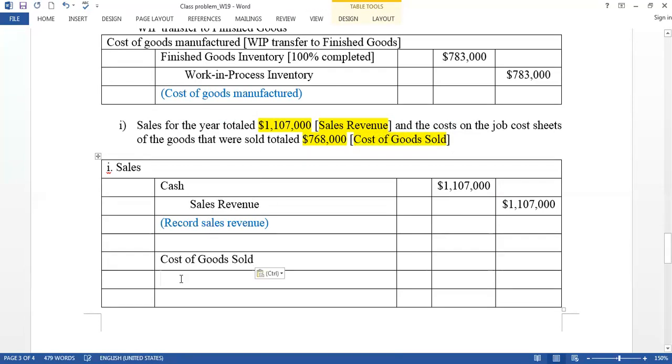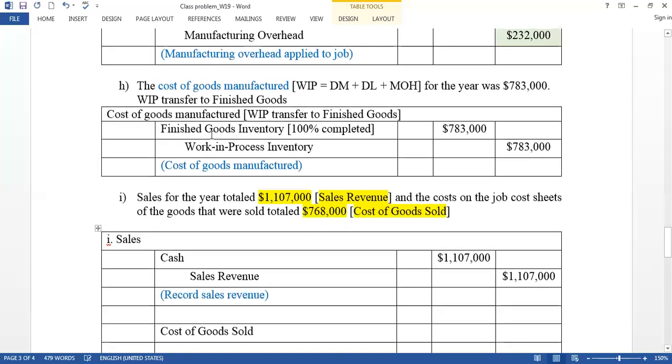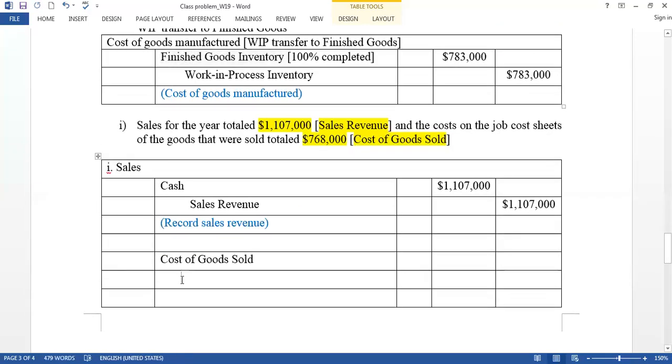Cost of goods sold debit. And as we sell our inventory, right? We sell our product, we sell our inventory. So our ending finished goods inventory is going to decrease. You understand? Finished goods inventory debit. Why finished goods inventory debit? Because it is 100% completed and not yet sold, right? So when you sell your inventory, your finished goods inventory is going to decrease.